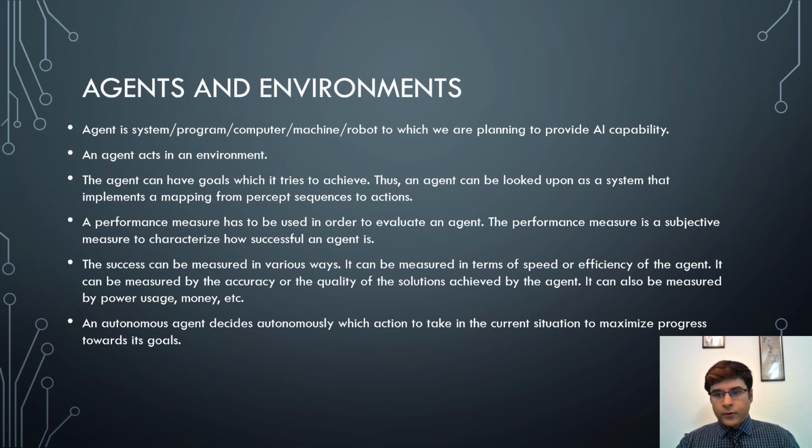So how do we measure performance of an agent? The success can be measured in various ways. It can be measured in terms of speed or efficiency of the agent. It can be measured by the accuracy or the quality of the solutions achieved by the agent, and it can also be measured by power usage, money, etc. So an autonomous agent decides autonomously which action to take in the current action to maximize progress towards its goal. So for autonomous agent, no user intervention is required while the agent is working.